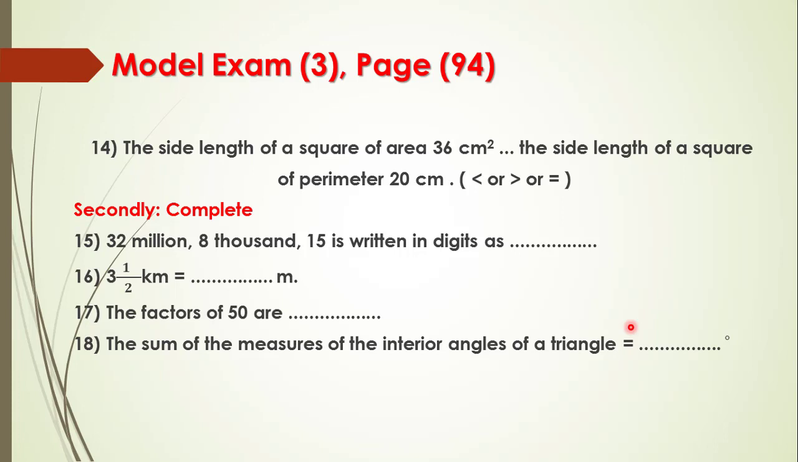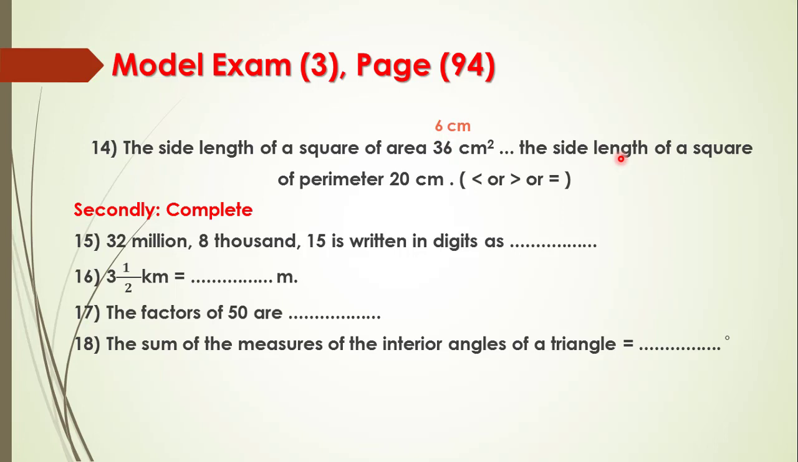Number 14, the side length of a square of area 36 and the side length of a square of perimeter 20. Let's start with the first one, the side length of a square of area 36. We all know the area of a square equals side length by itself. So I want a number. If I multiply it by itself, the result will be 36. Revise the timetable in your mind. We have 6 times 6 equals 36. So the side length here is 6.